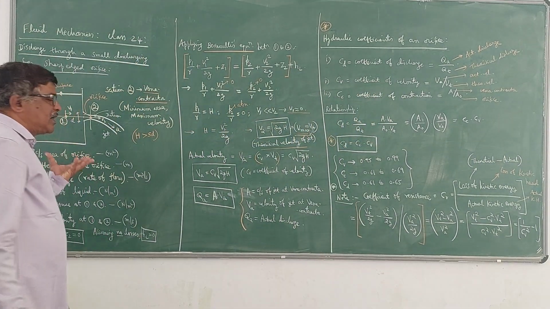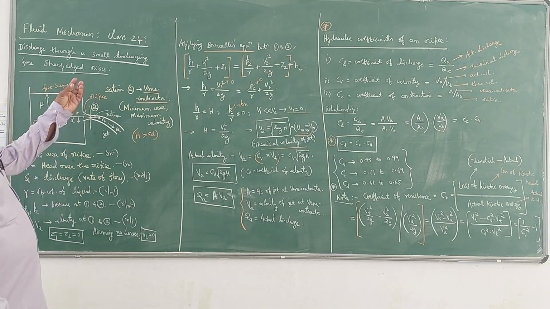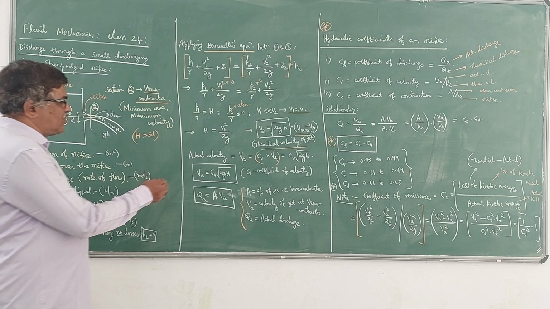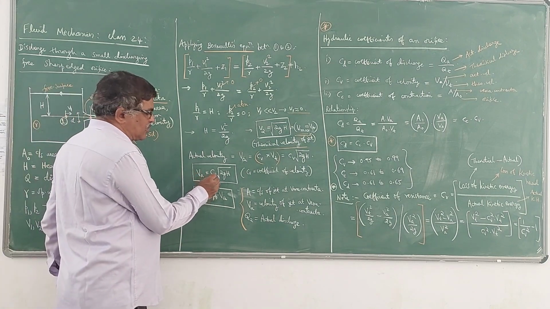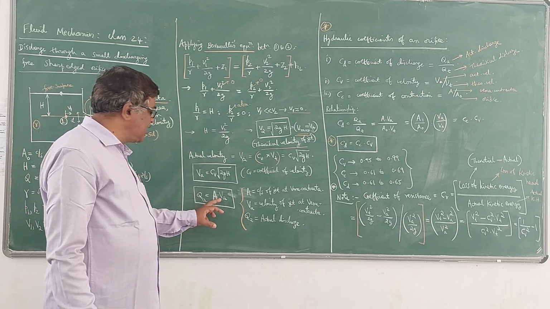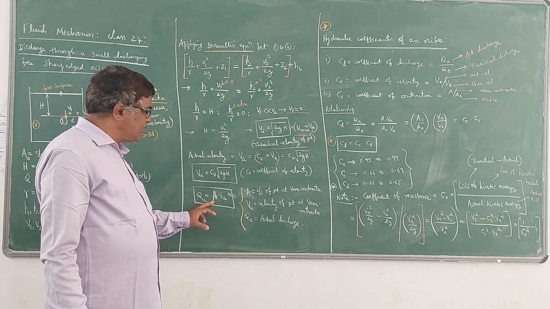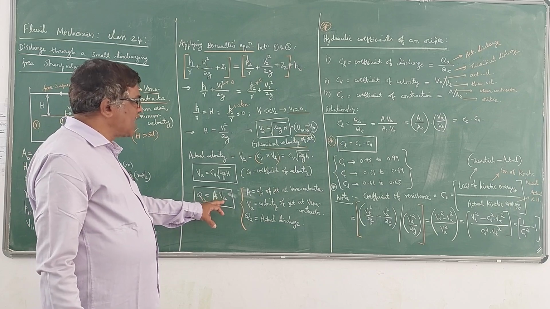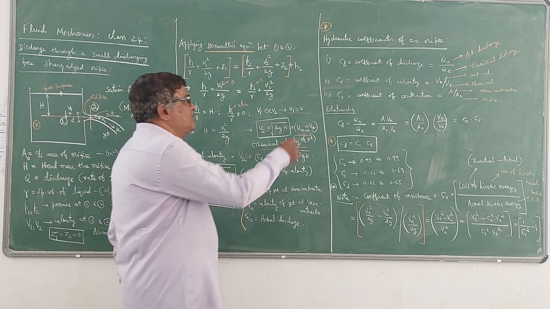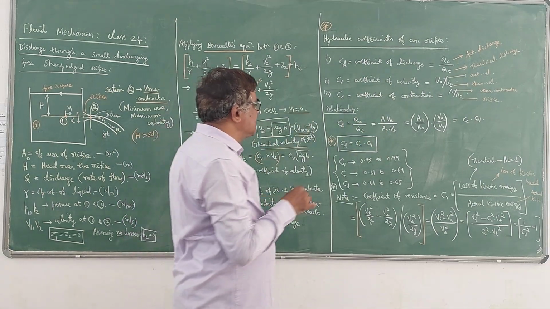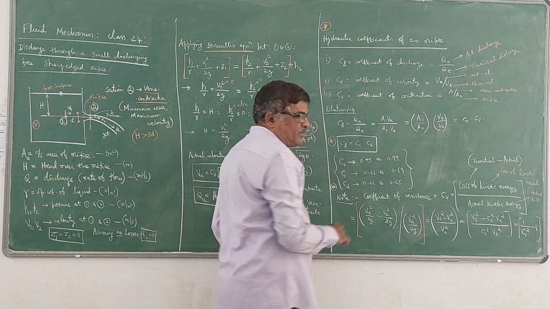So that means in the case of a small discharging free sharp-ended orifice, actual velocity is given by Va equal to Cv into root 2gh, and actual discharge is given by A into Va, where A is the area of jet at Vena contracta and Va is the actual velocity. These are the different coefficients that can be defined for an orifice, and this is the relationship between them.